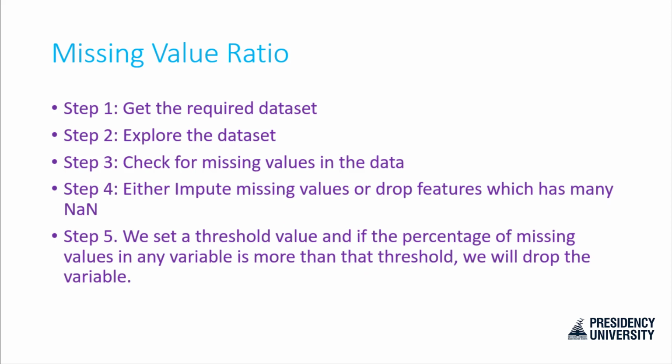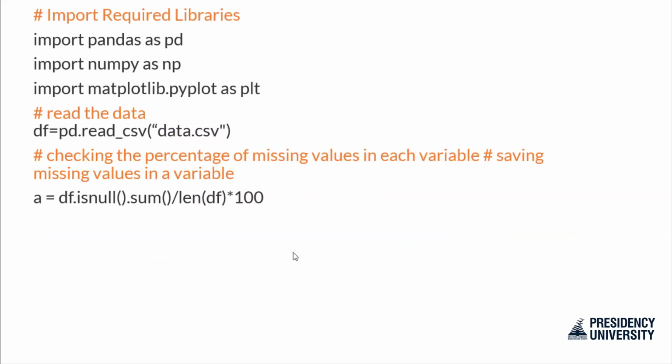Missing value ratio. The missing value ratio is done in basic 5 steps. Step 1 is to get the required data set. In step 2, we explore the data set. In step 3, we check for any missing values in the data set. And in step 4, we either impute the missing values or drop features which have many NaN or None values. Step 5, we set a threshold, and if the percentage is greater than the threshold, we will drop the variable. Let us look at this with the sample code.